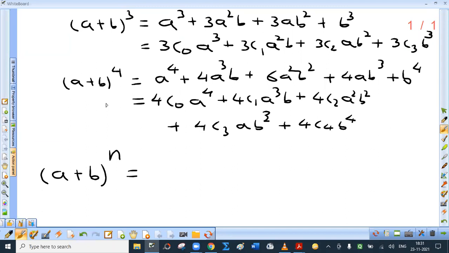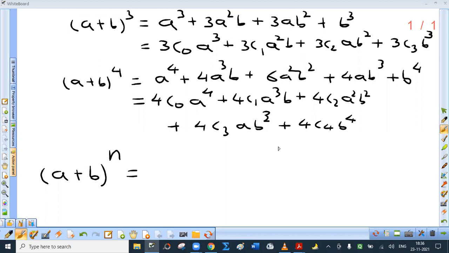Now, who will guess this expansion? Who will tell me right hand side, that is expansion of A plus B raised to n? Try. Now tell me expansion of A plus B raised to n. nC0 A raised to n B raised to 0 plus nC1 A raised to n minus 1 B raised to 1 plus nC2 A raised to n minus 2 B raised to 2 and so on up till nCn A raised to 0 B raised to n.